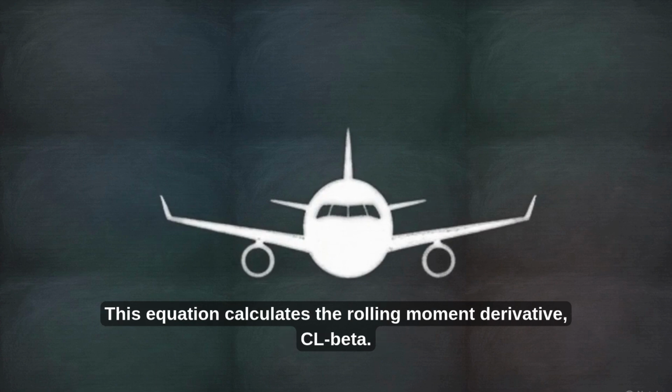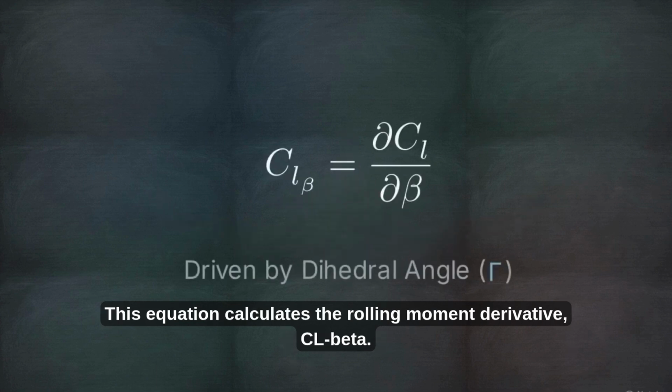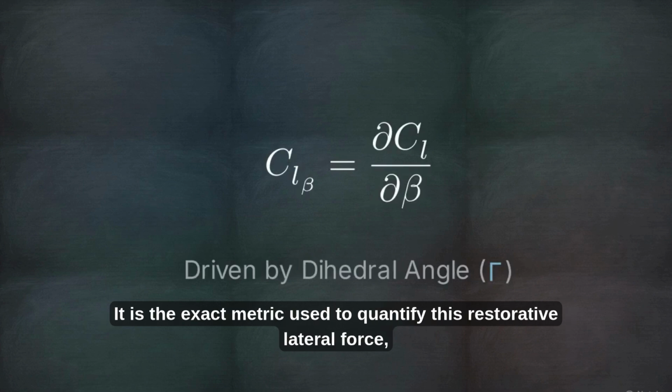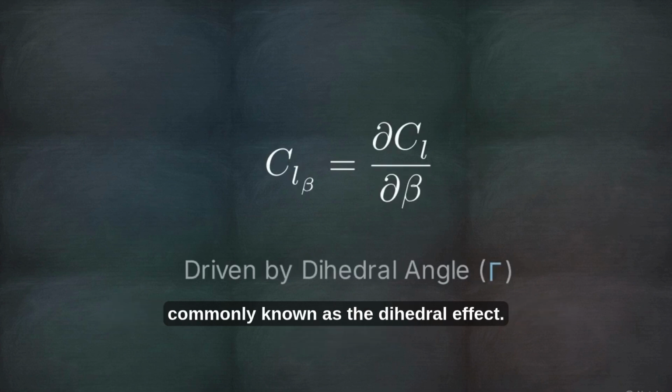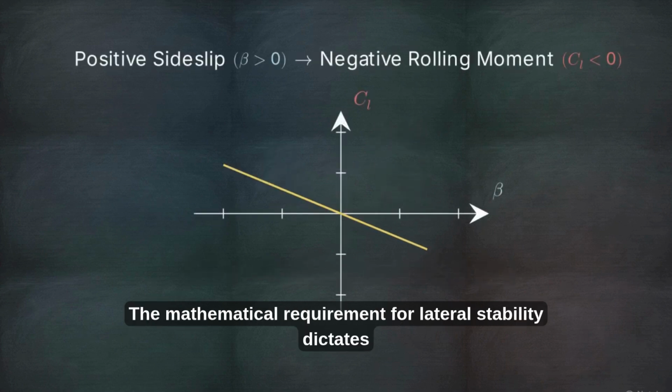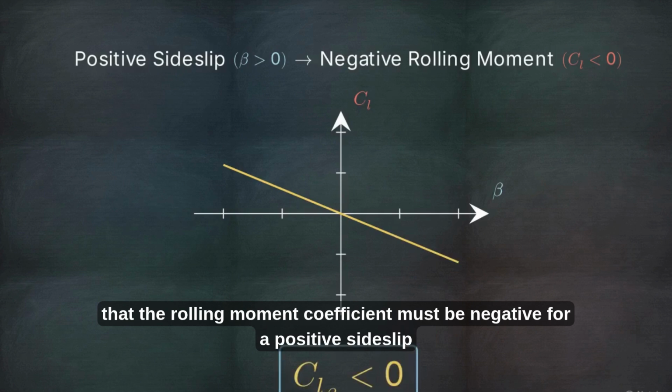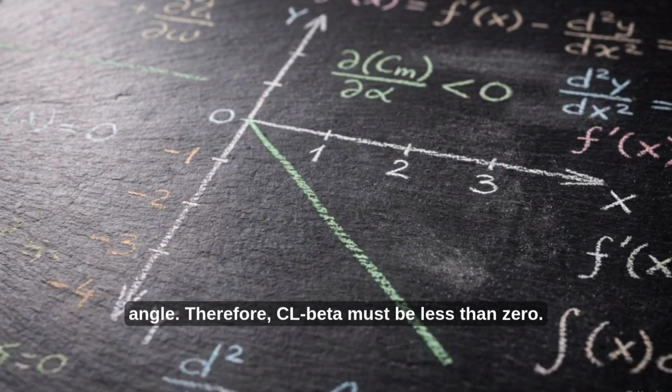This equation calculates the rolling moment derivative, Cl beta. It is the exact metric used to quantify this restorative lateral force, commonly known as the dihedral effect. The mathematical requirement for lateral stability dictates that the rolling moment coefficient must be negative for a positive side slip angle. Therefore, Cl beta must be less than 0.